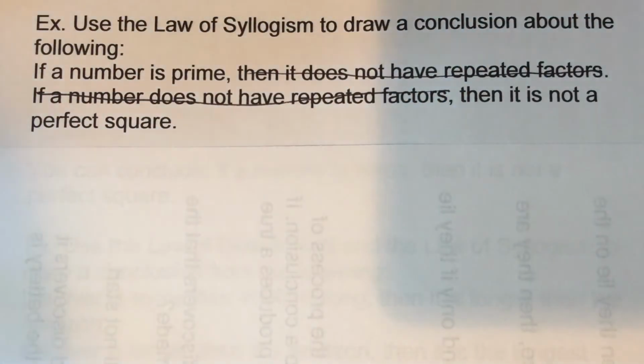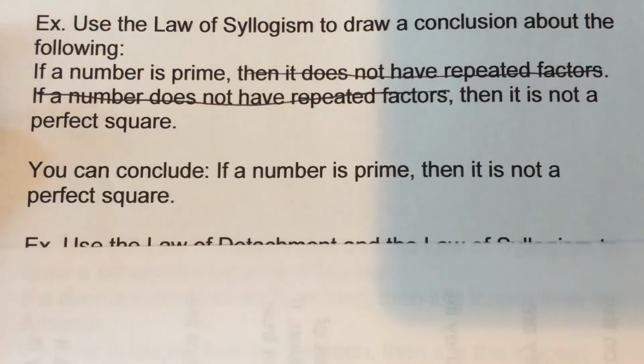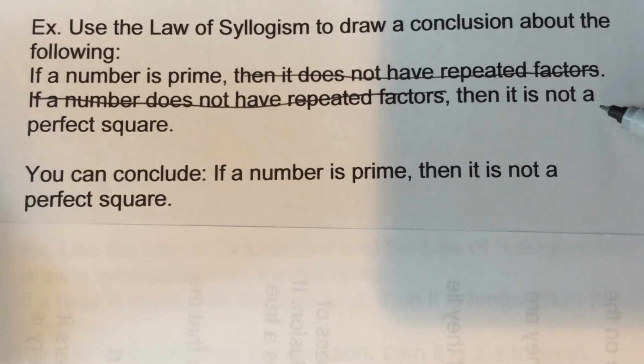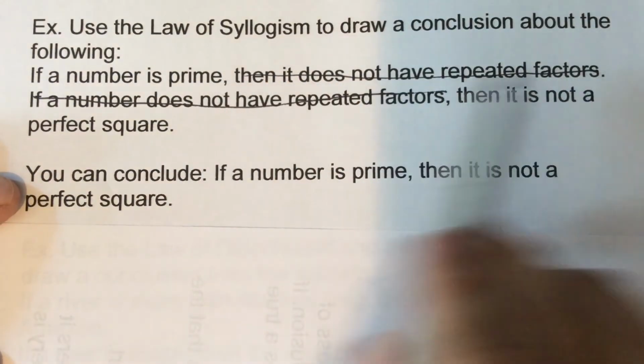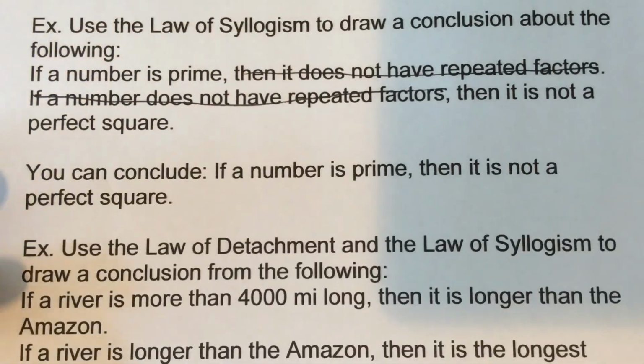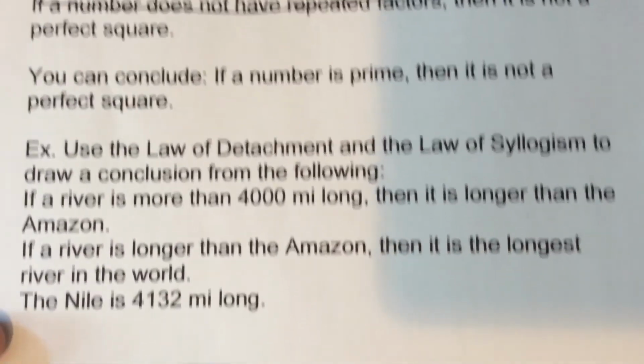So they both share the repeated factors statement. We get rid of those, and what's left is our law of syllogism: if a number is prime, then it is not a perfect square. So what repeats, cross out, and what's left is your new statement for your law of syllogism. Now we can put these together and use both.